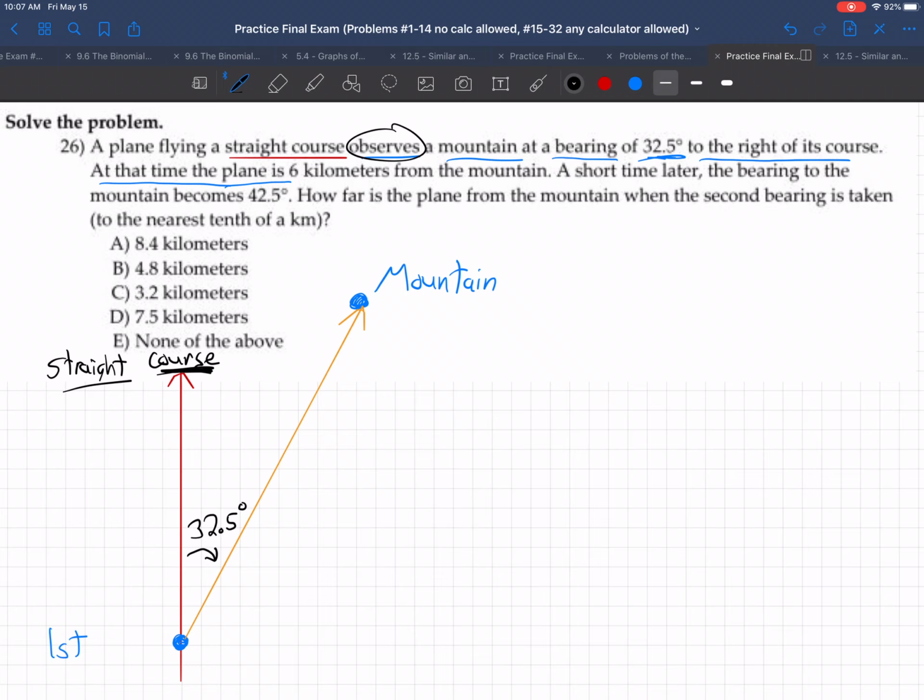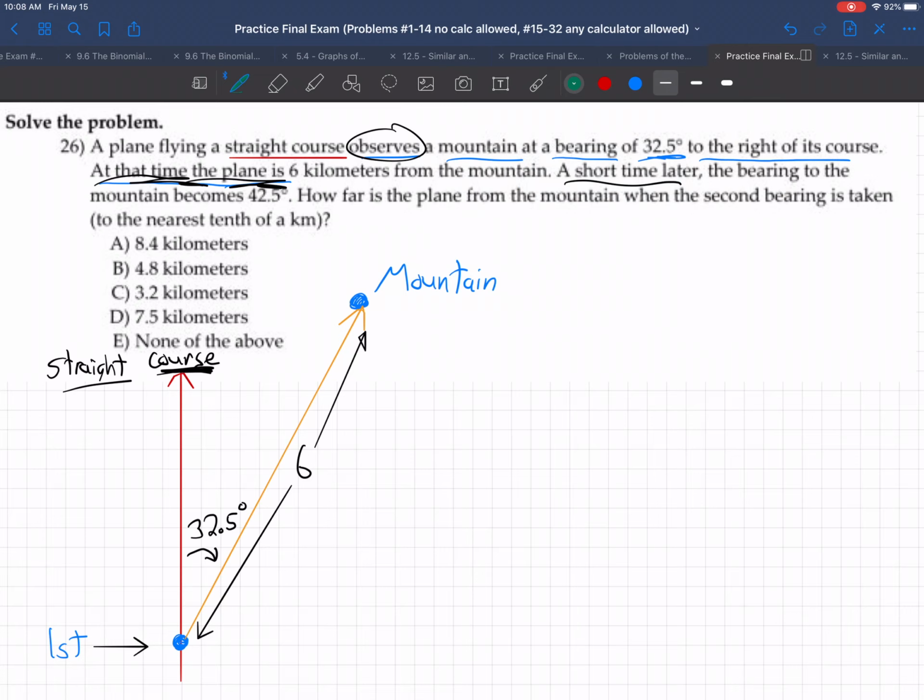And then it says the plane keeps flying in that straight course. And at that time, the plane is 6 kilometers from the mountain. So that means this is 6, isn't it? This distance from there to there must be 6. At that first observation point, the plane was 6 kilometers from the mountain. Okay. A short time later, so they go further down the course.